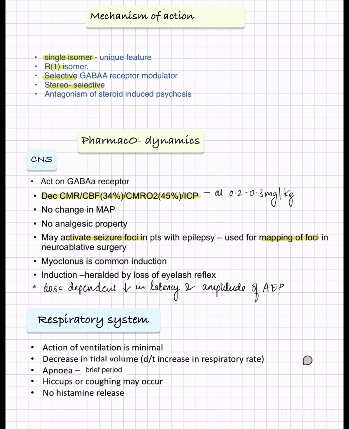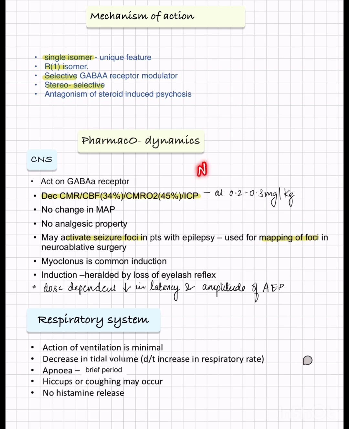Coming to pharmacodynamics and its effect on the central nervous system, it acts on GABA A receptors. Name 3 IV induction agents which act on GABA receptors. Yes, first is propofol, second is thiopentone, third is etomidate. And another IV induction agent is ketamine, which acts on NMDA receptors. Coming to its effect on cerebral blood flow, it decreases the cerebral blood flow and decreases the CMRO2, hence it decreases the intracranial pressure also.